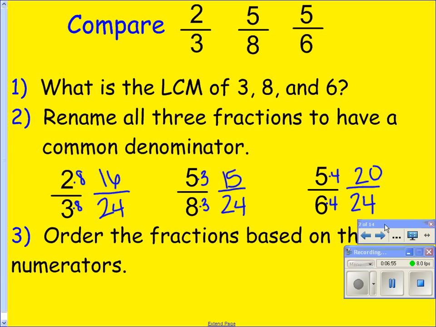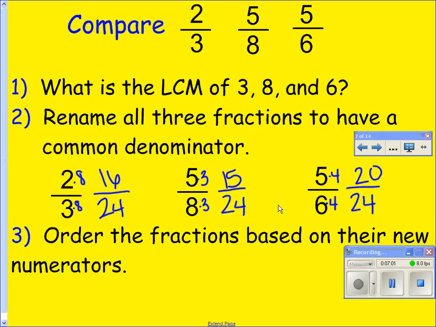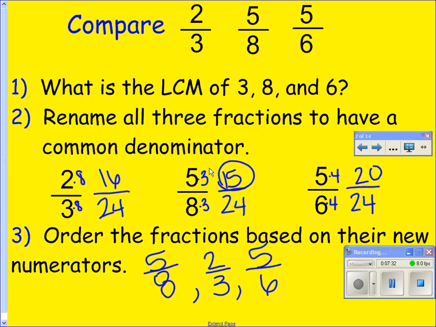Okay. Now, with these fractions that we just did, we want to put them in order based on their new numerators, but you're going to keep it in this same form. So in order from, it doesn't say, so let's just go from least to greatest. The smallest one out of all of these is going to be 5/8 because 15 is the smallest number. So we have 5/8, then 2/3 because 16 is next, and last is 5/6. Notice I put them back in the original form that it was in.